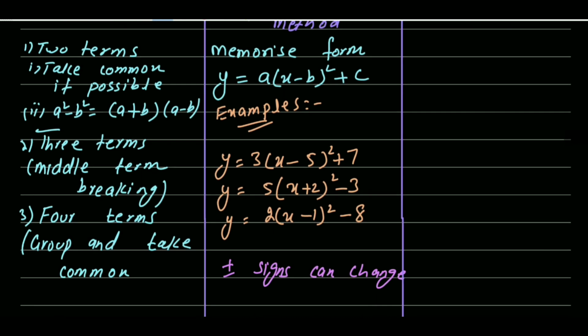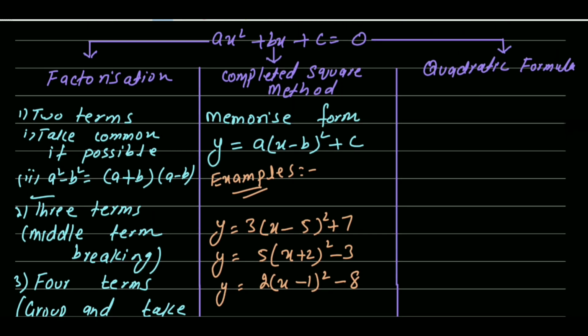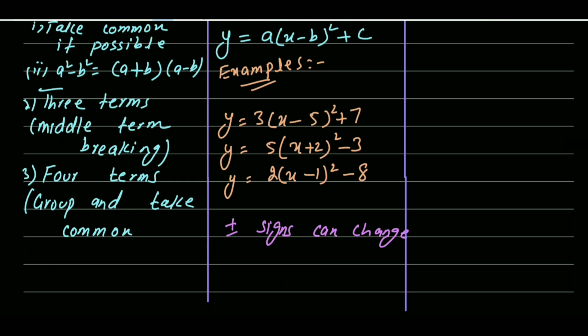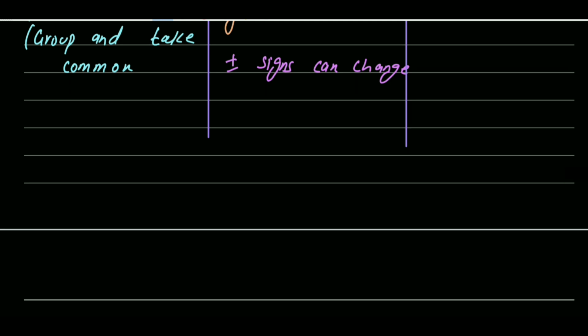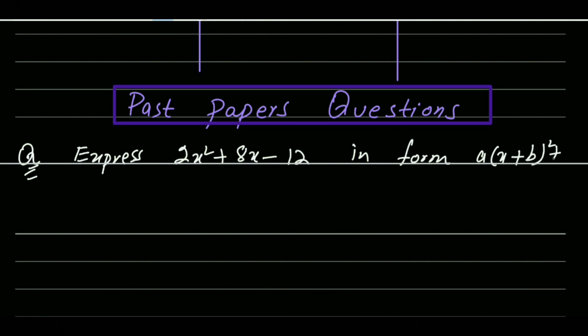So let's do some past paper questions of the completed square method. I will make another video on the quadratic formula topic. So let's do some past paper questions. Express 2x square plus 8x minus 12 in the form a into x plus b whole square plus c. So this is the question.